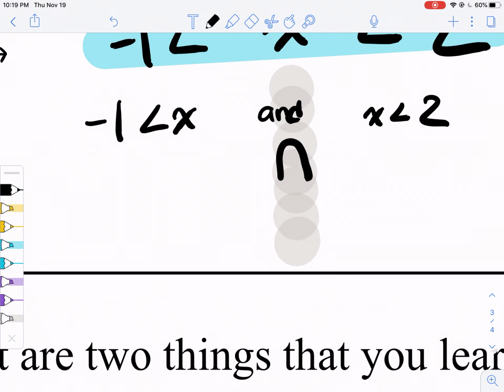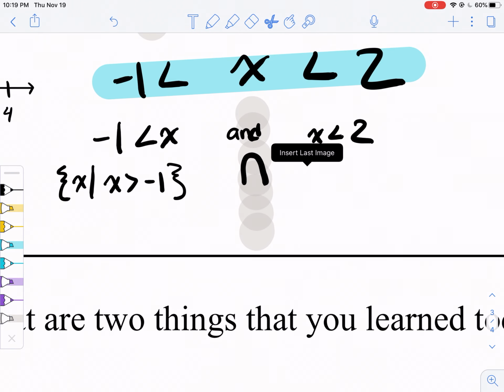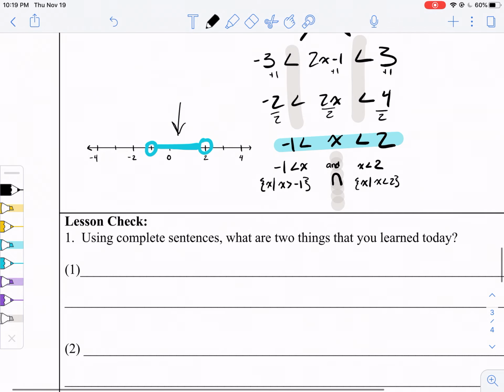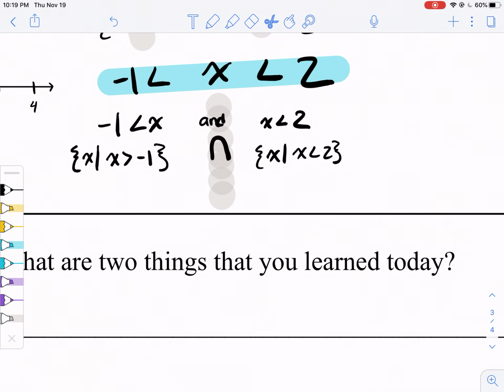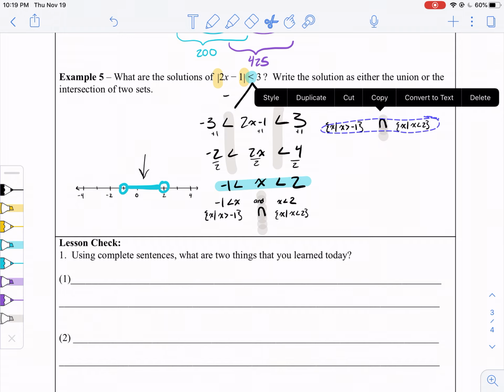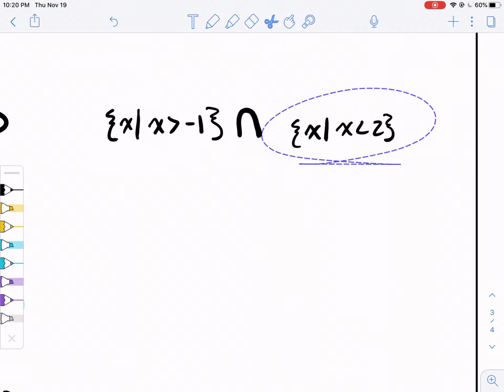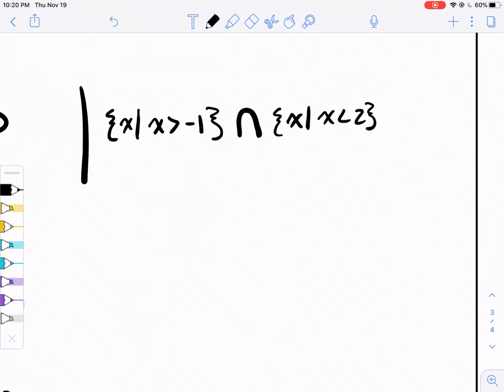Okay, so let's rewrite this as a set. This is all x's where x is greater than negative 1. I pulled a sneaky on you. I switched them around because I like to put x first. And this is, oh dearest, the wrong tool that I'm using. All numbers x where x is less than 2. Hey look, there you have it. There's our sets. Ta-da! I'm going to move them over here though, so it looks nice. And that's it. We have the intersection of these two sets.